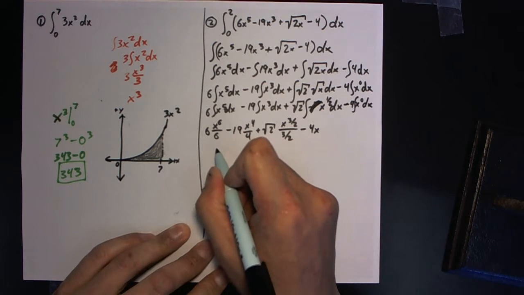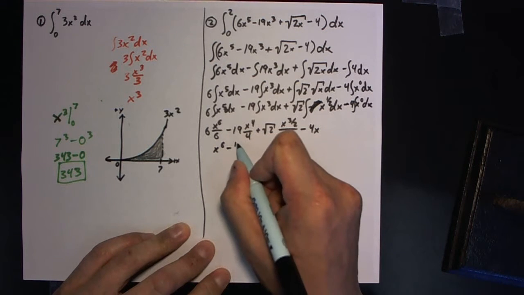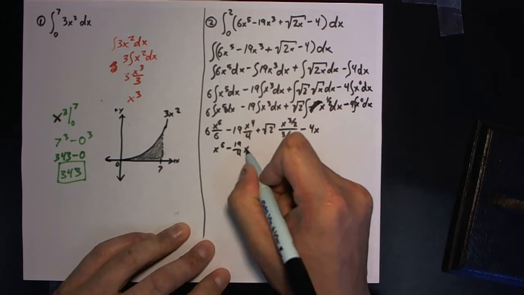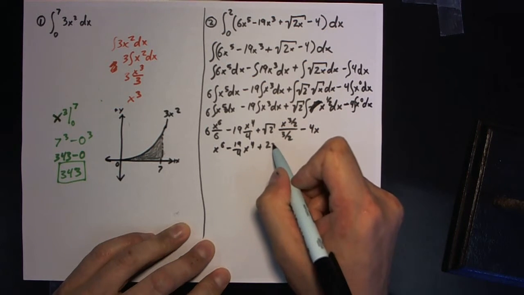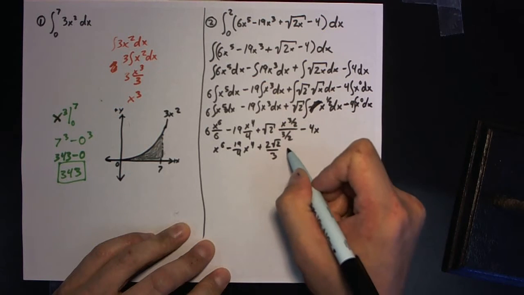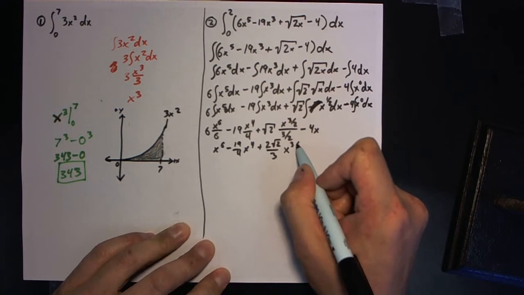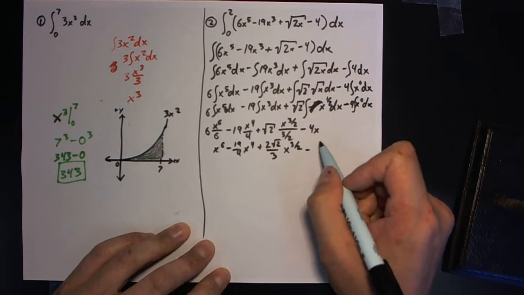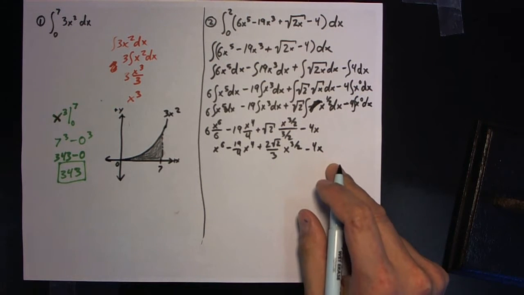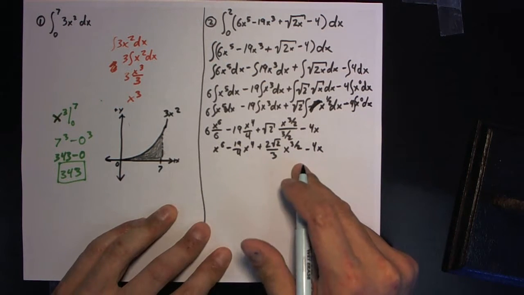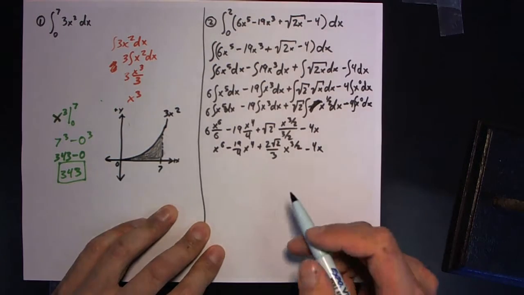Okay, so the 6's cancel out. 19 is a prime number. And we get 2 times the square root of 2 over 3 times x to the 3/2 power minus 4x. Alright, so step 1, done. Step 2 is to evaluate our answer to step 1 at our 2 boundary values.